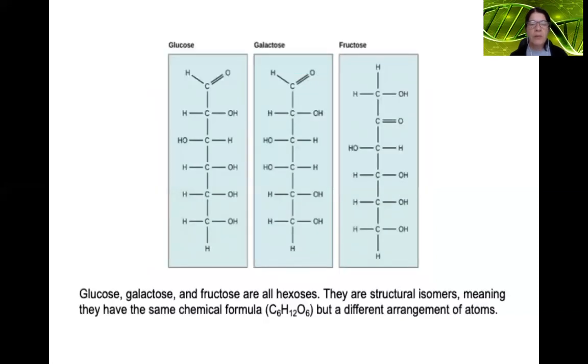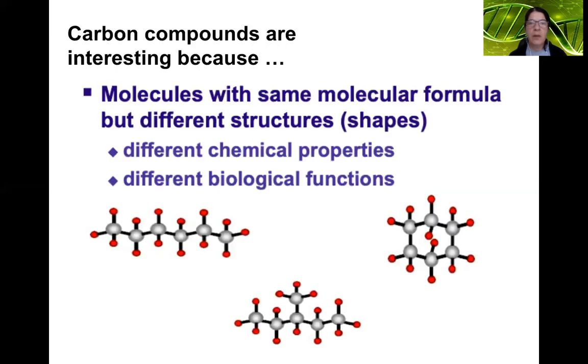Glucose, galactose, and fructose are all hexoses. This comes from the Greek term hex for 6, and os, you probably remember from biology, is the suffix used for sugars. So these are sugars that contain 6 carbons. They're structural isomers, meaning they have the same chemical formula, C6H12O6, but they have a different arrangement of atoms.